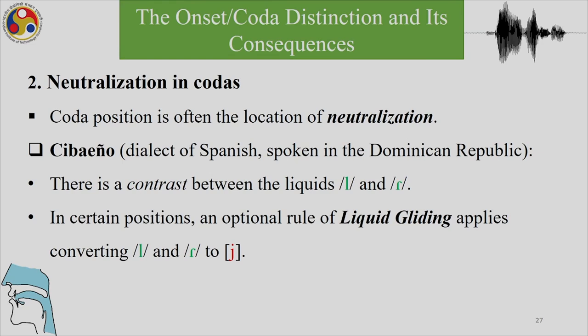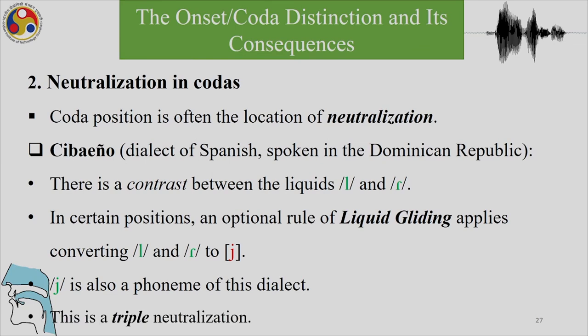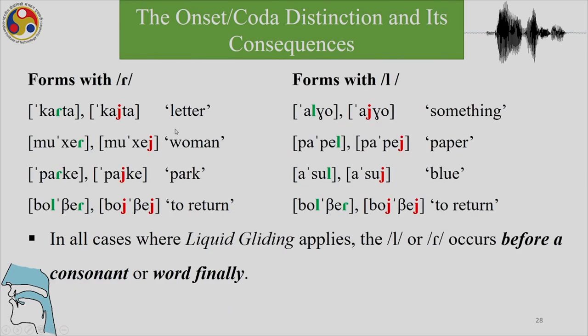In certain positions, an optional rule of liquid gliding applies, converting la and the tap ra to ya. And neutralization in codas. This is a triple neutralization, because ya is also a phoneme of this dialect. Both of these are neutralized to ya. So we have forms like karta and ikata, and so we have these neutralizations for both la and ra.